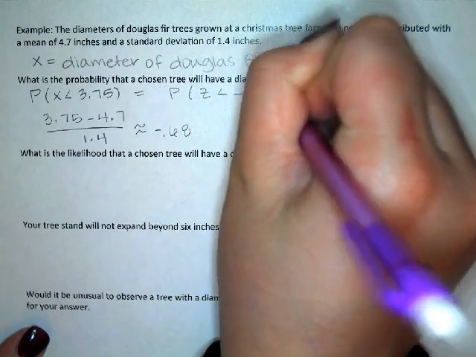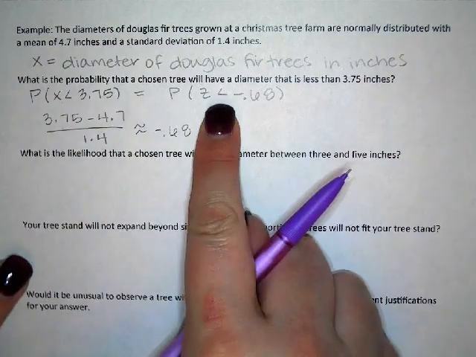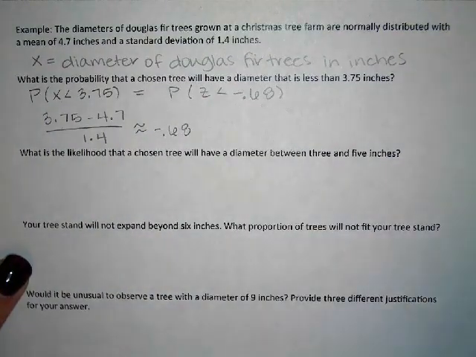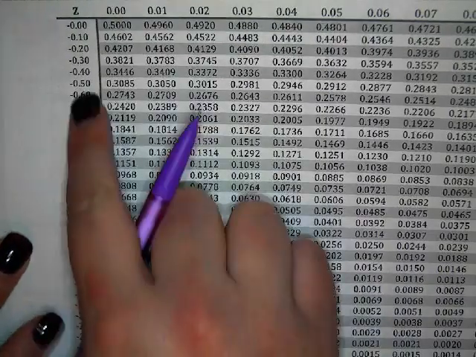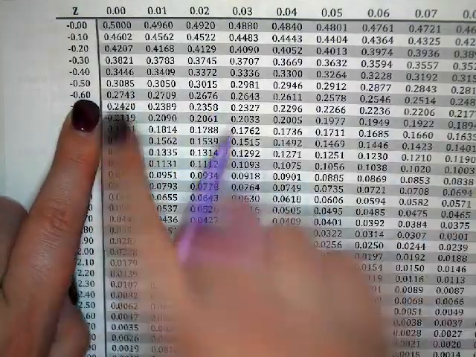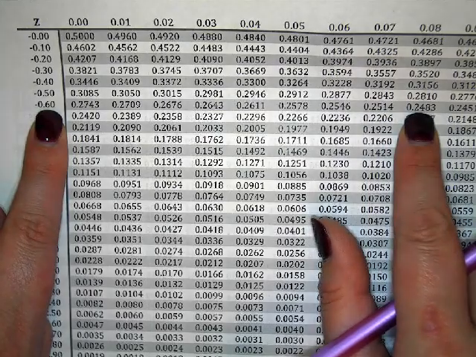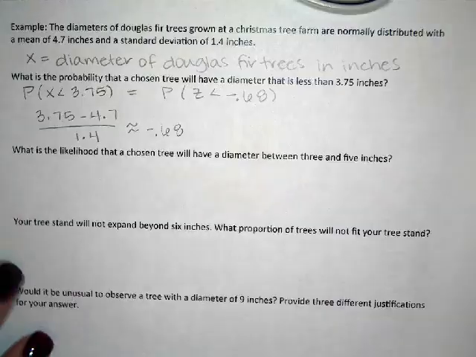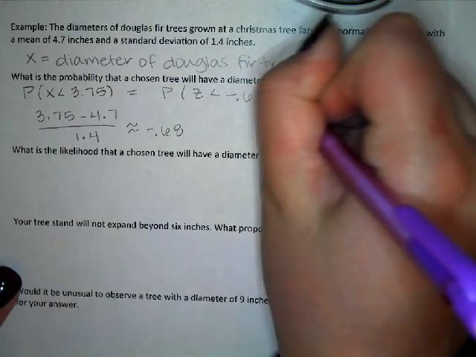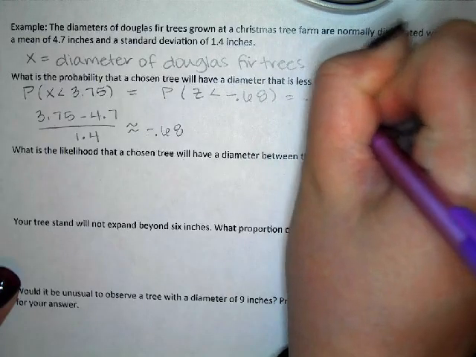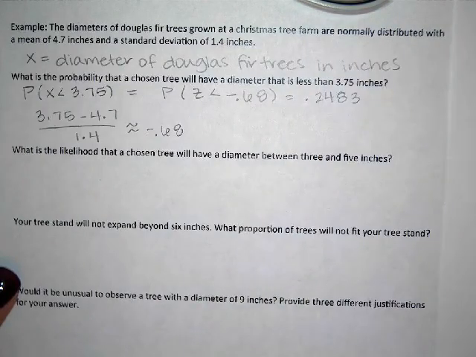And this is less than, that's the left area, and so that matches the table. So all I need to do is look up negative 0.68. Almost see it all the way over here, 0.2483. So the probability that a tree will have a diameter less than 3.75 inches is 0.2483, or you could say 24.83% chance that the tree will have a diameter less than 3.75 inches.